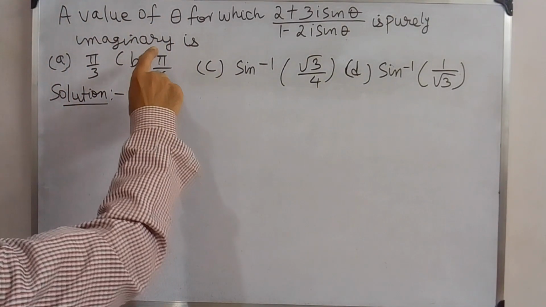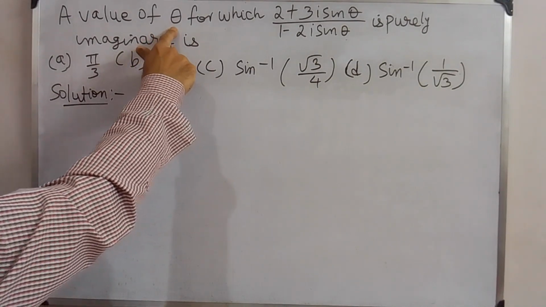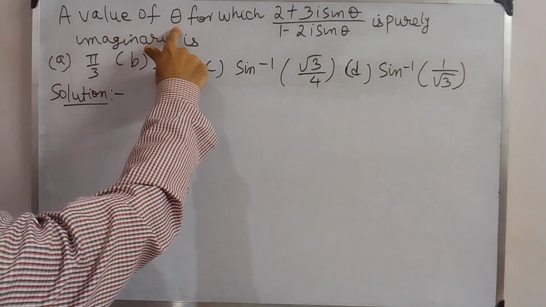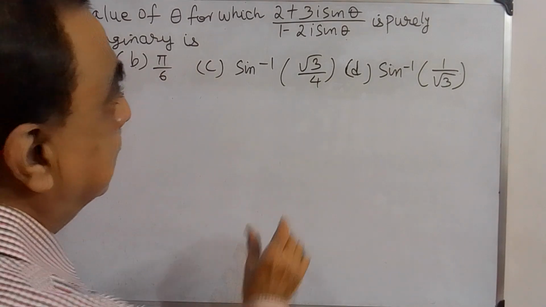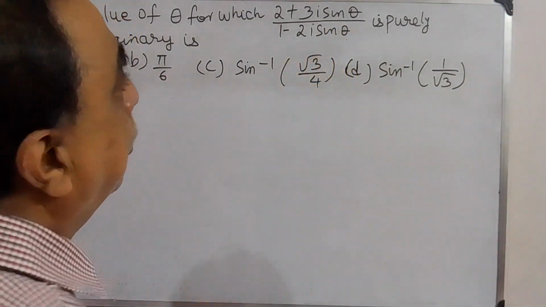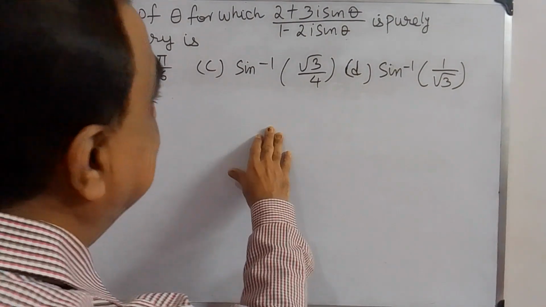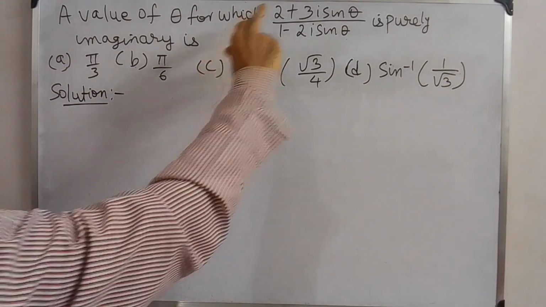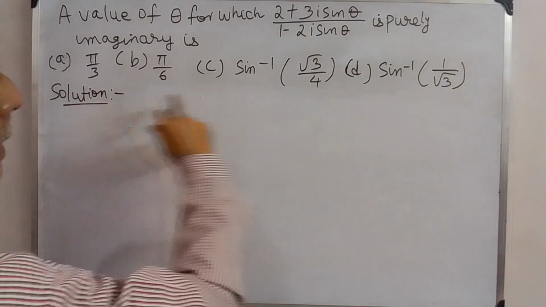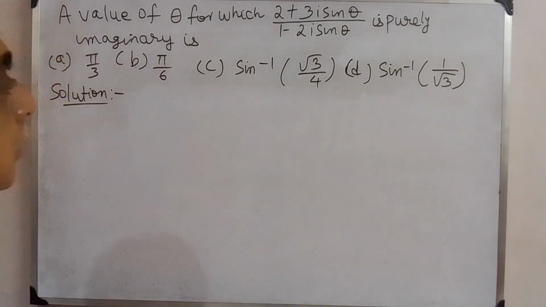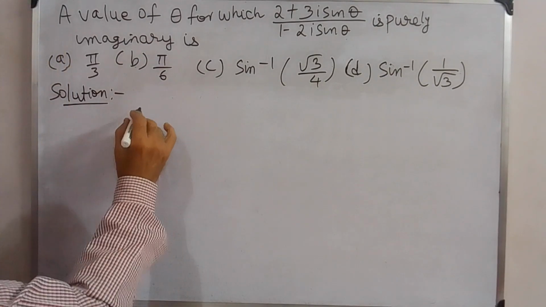Now here, first understand the question. Here it is being told to us that we have to find the value of theta for which this complex number is purely imaginary. That means the real part of this complex number is equal to 0, and so we will equate the real part of this complex number to 0, and from there we will get the value of theta, and then we will check from the given options which is tallying. Okay, so now we are starting the sum.